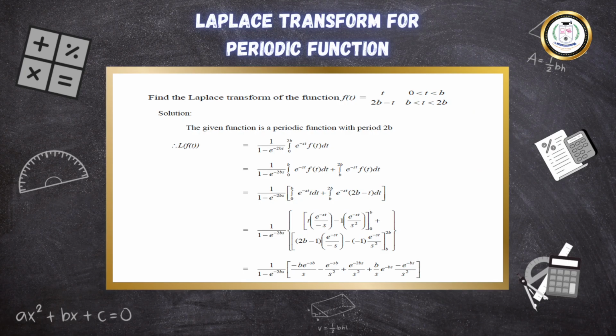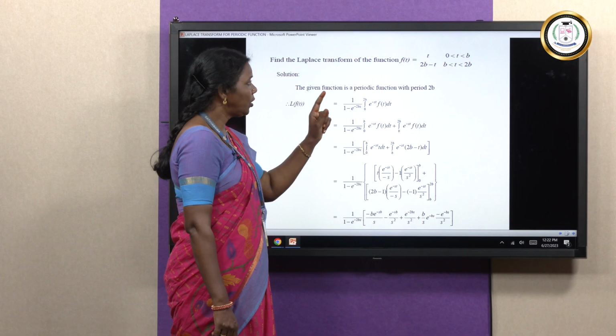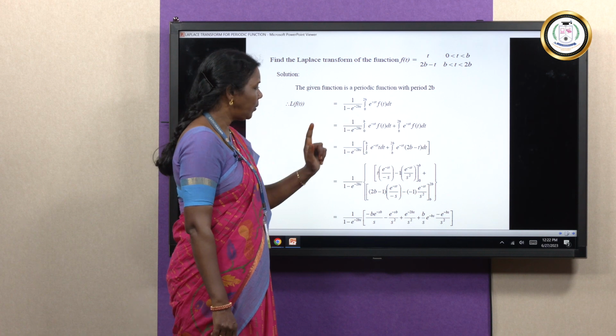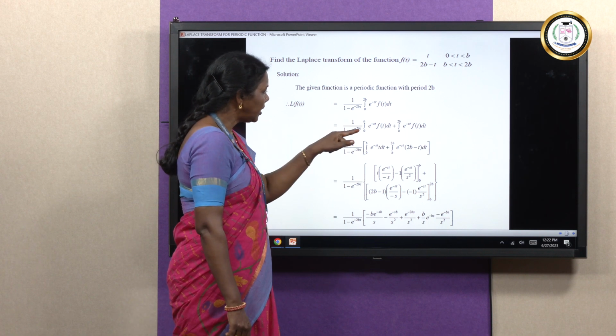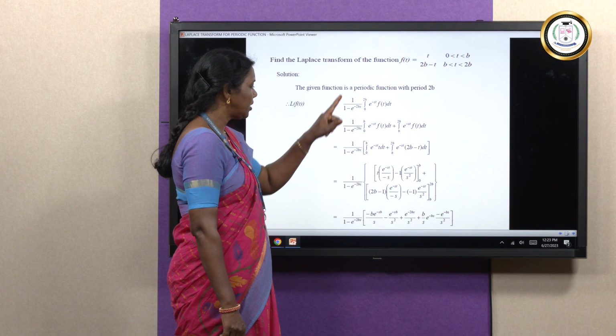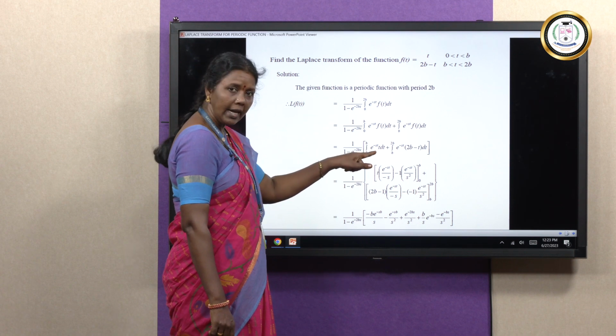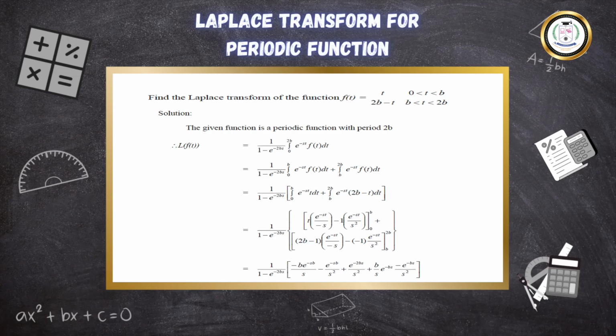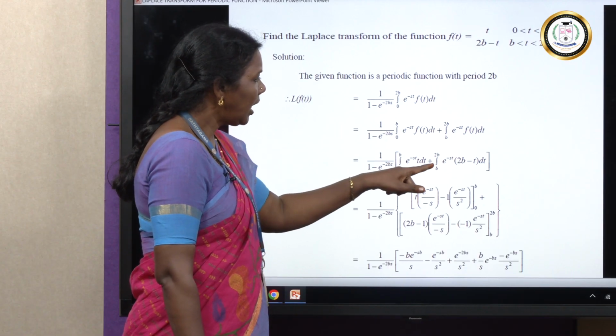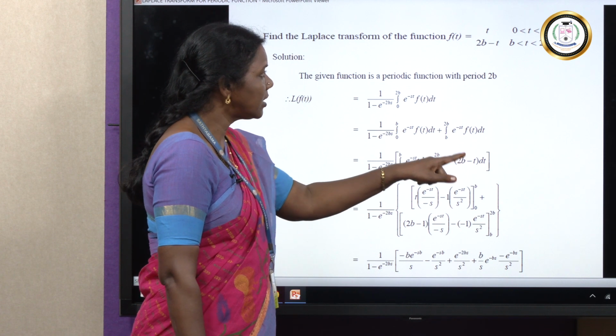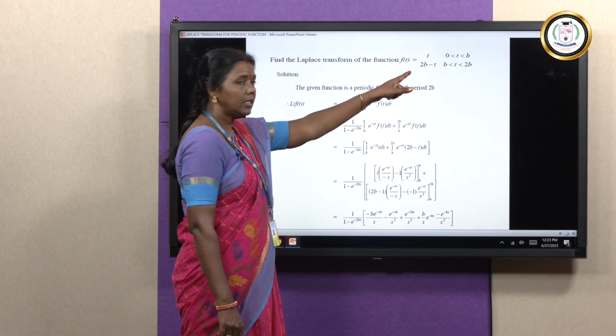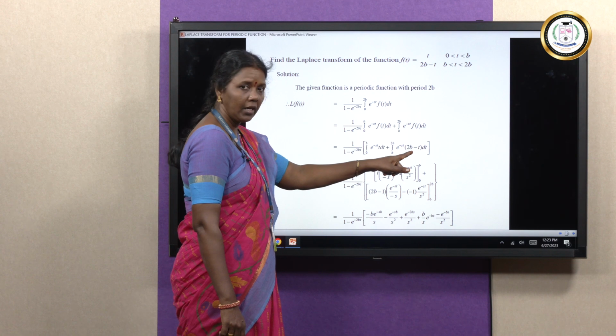And this integral limit is now divided into two subintervals here also. One is 0 to b, the other one is b to 2b. So we have written that. And in that 0 to b, how is the function defined? The function is defined as t. So in the next step, we have written 1 by 1 minus e power minus 2bs, integral 0 to b e power minus st t dt, plus integral b to 2b e power minus st times 2b minus t, because in that limit it is defined as 2b minus t. So that is what we have written here.